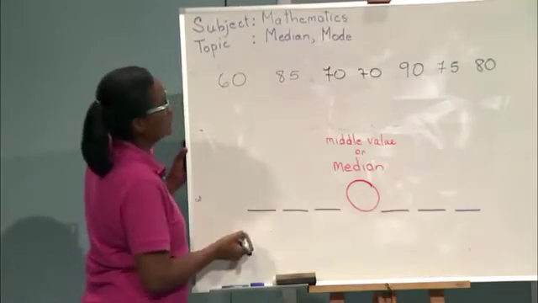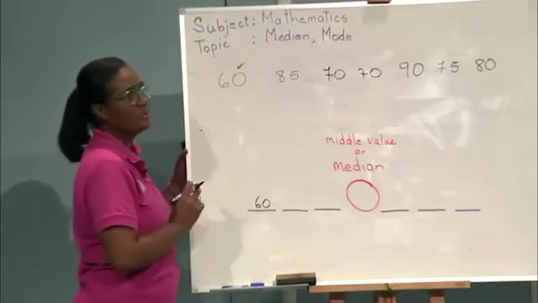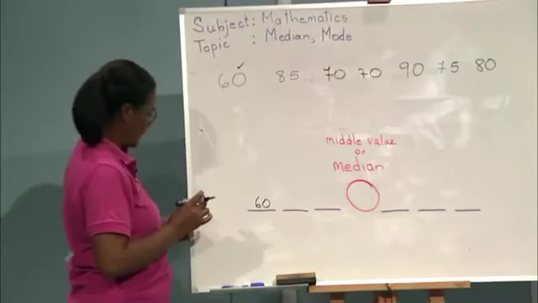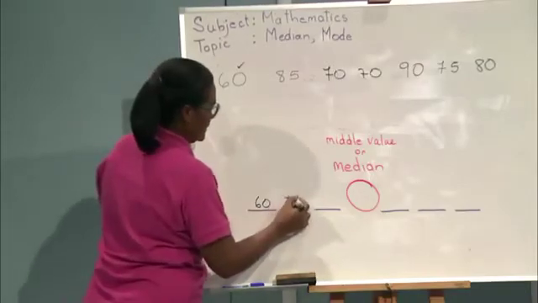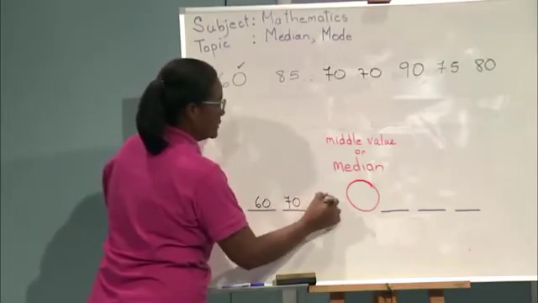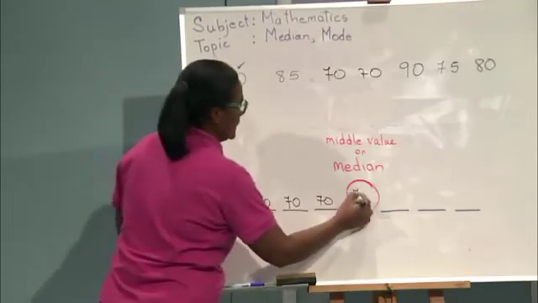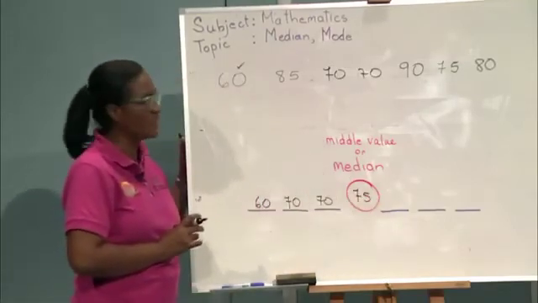So my lowest score is 60. Do you agree with that? Tick it off so I don't make that mistake. The next score is 70. Yes. The other 70 will also follow. And then the next high score would be 75. That's our median. We have already found our median, but let us finish the process.